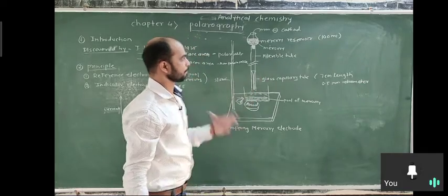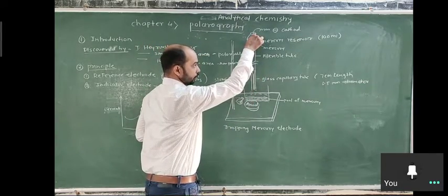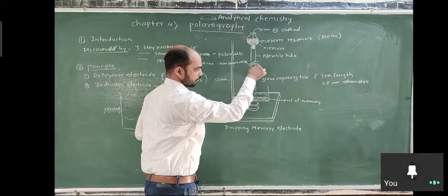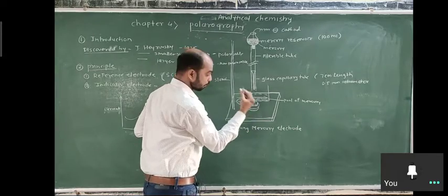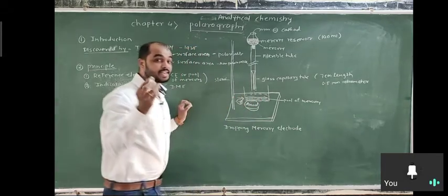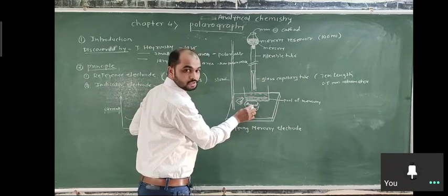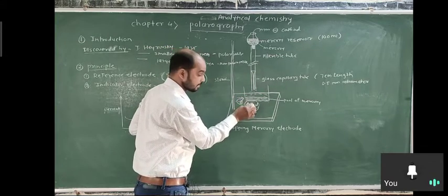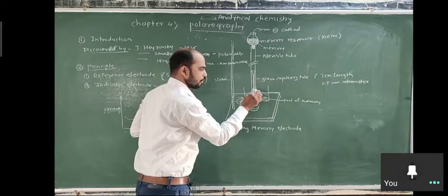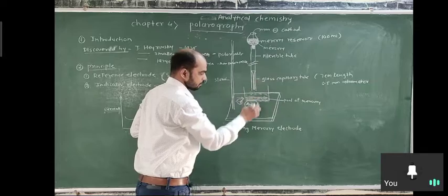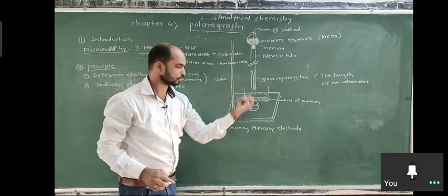When current is applied, the mercury drops travel through this capillary, and droplets come one by one, because the droplets are negatively charged, and negatively charged droplets are attracted to the opposite electrode, the anode. How much potential is developed here will be measured by this method. So when current is applied, the drops come one by one.